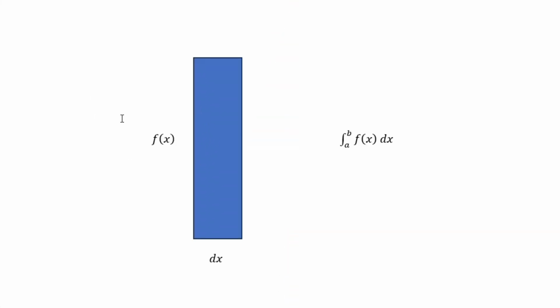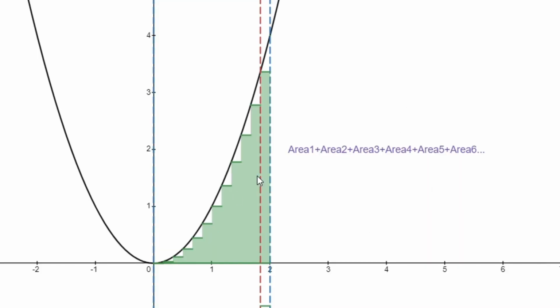The height of each rectangle, f of x, is multiplied times the width, dx, giving us the area of each minuscule rectangle. This weird squiggly line is actually a really long letter S. Just like the Greek letter sigma in algebra, this long S represents summation as it adds up all the rectangles between points A and B.